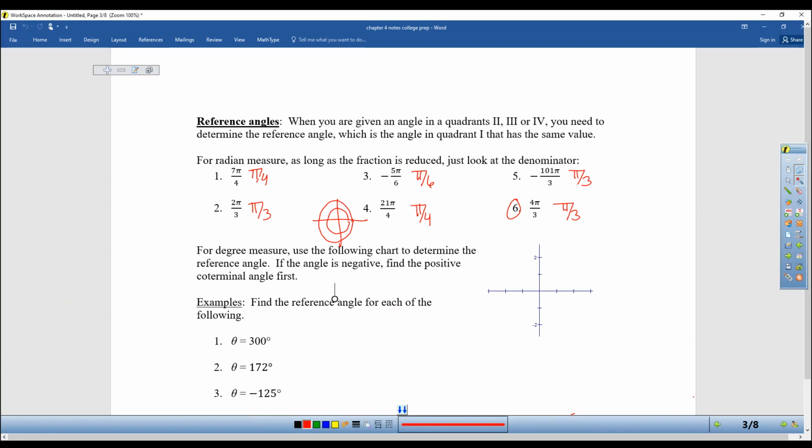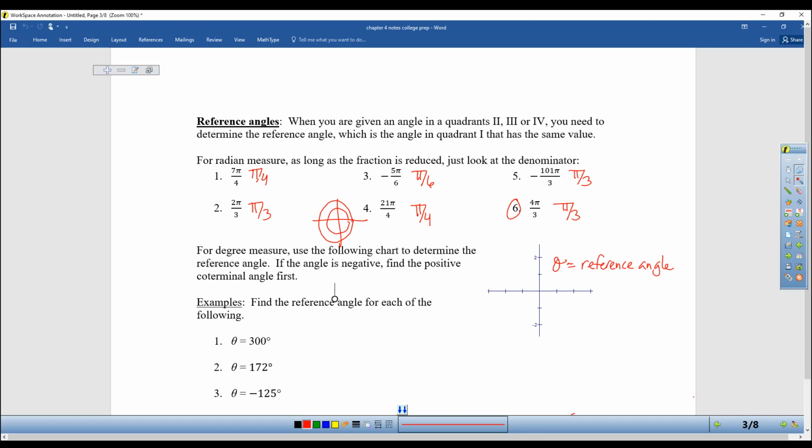For degree measure, this is why kids don't like degrees as much. It is a little bit harder to figure out, but there's going to be a little chart you can put in your appendix if you're in the CP class. And that is, well, if you're in quadrant 1, there is no reference angle. You're already in quadrant 1, so theta is the reference angle. Nothing to do.